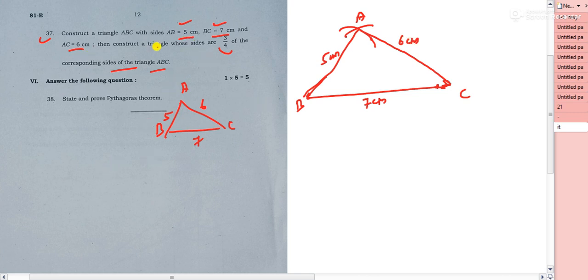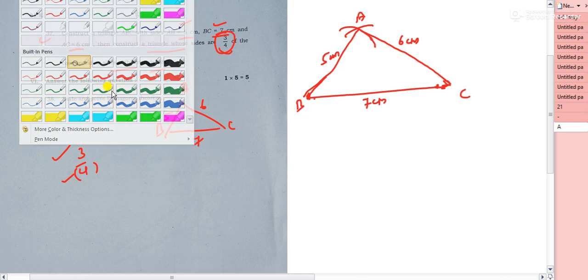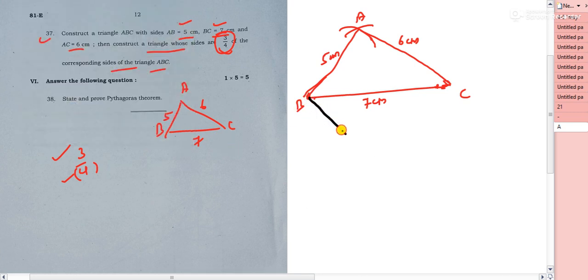Now you need to construct another triangle whose sides are 3 by 4. Which one is the bigger number from 3 and 4? It is 4. So a line which you have to draw from B such that the angle CB in that line should be less than 90 degrees, meaning the line should not be straight like this. Keep that in mind. Other than straight, it can be anywhere.